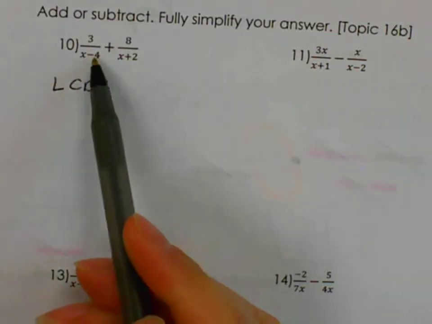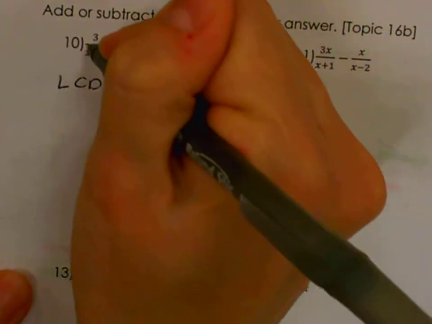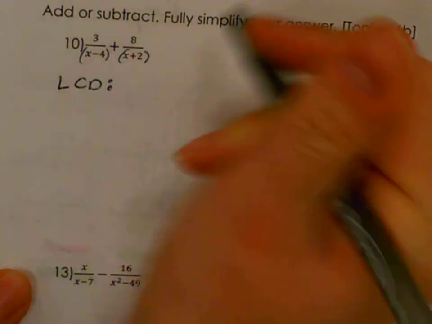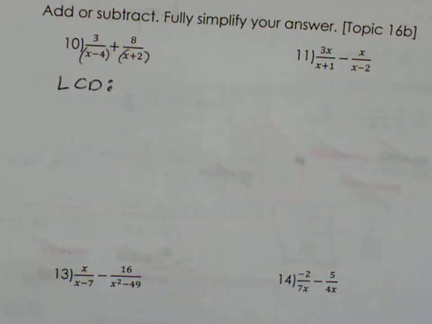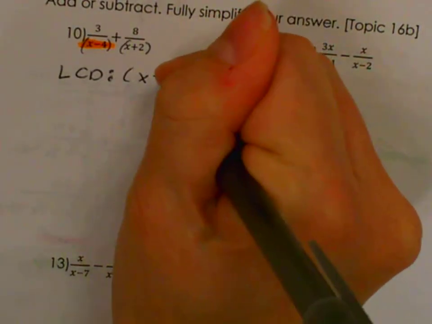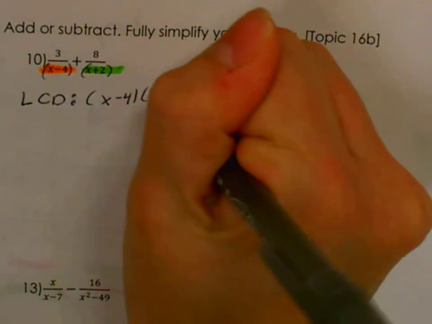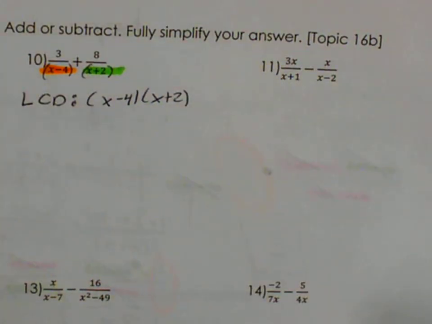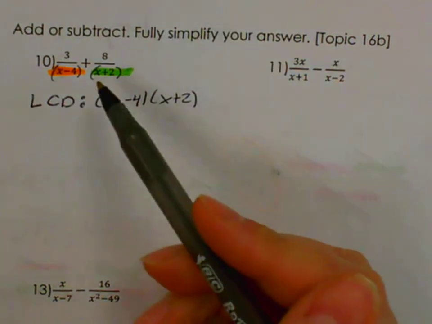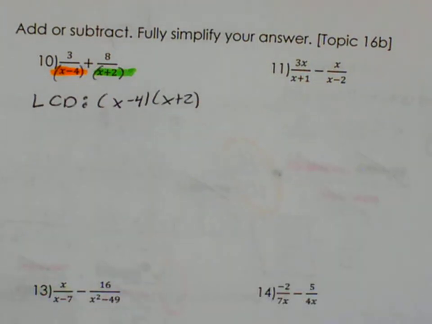So on this first one here, I have x minus 4. And I'm going to put parentheses around both of these to indicate that that's a whole separate thing. So I definitely need to include x minus 4. And then on the other side, the other denominator is x plus 2. So I need to include x plus 2. So my least common denominator is (x minus 4)(x plus 2). So this is my least common denominator.